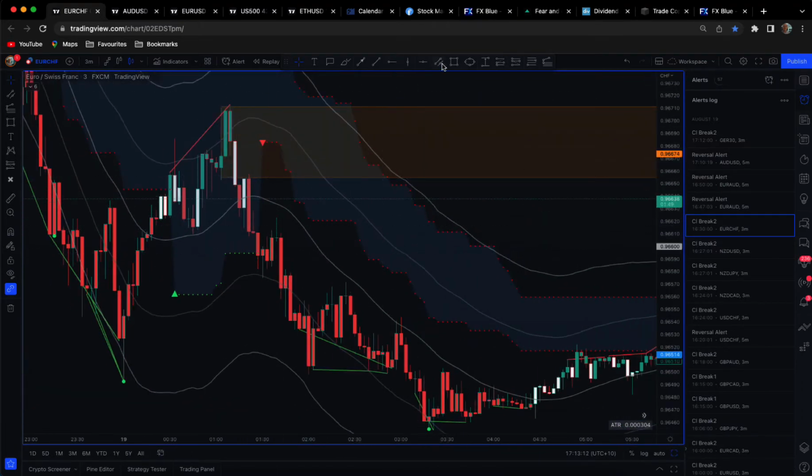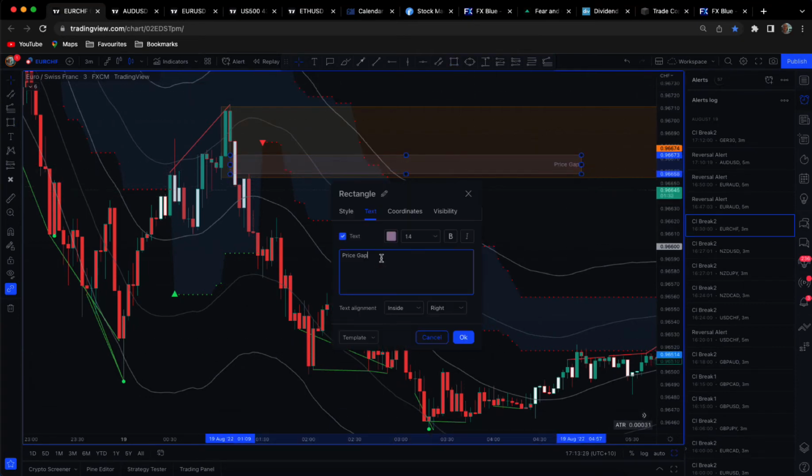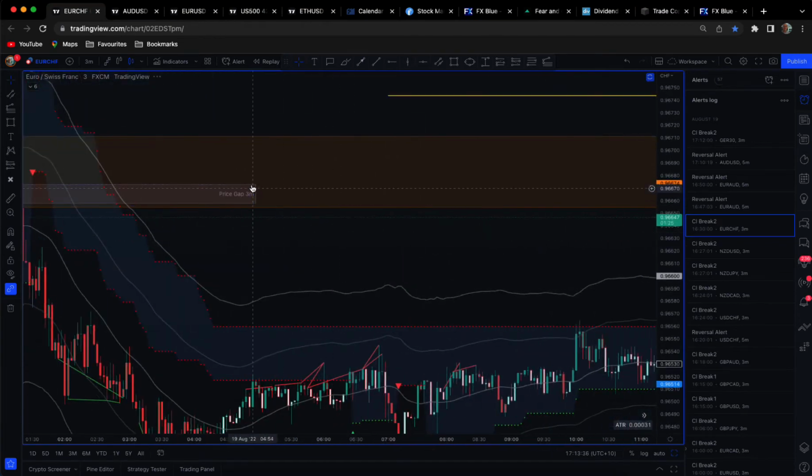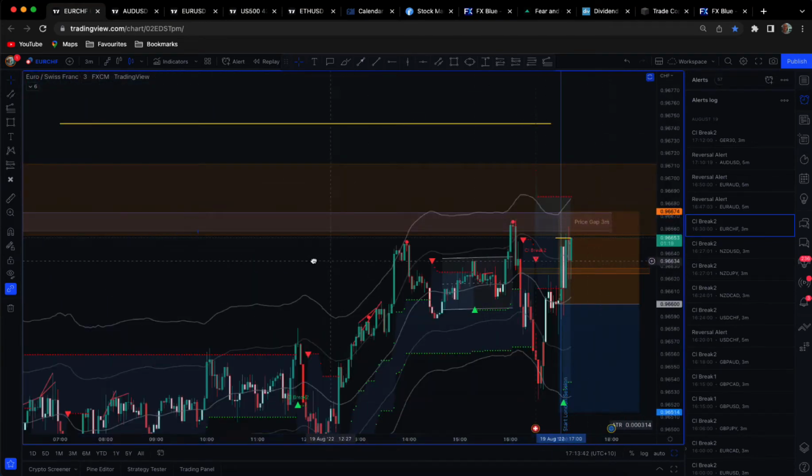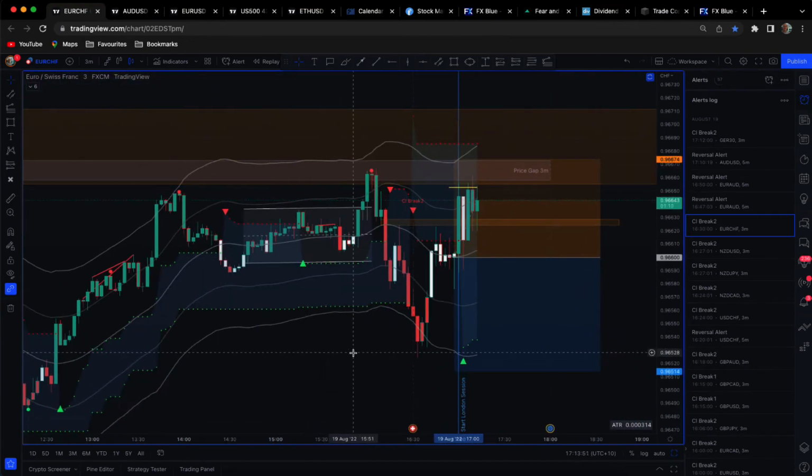Well, we've got this. That's what it's reaching for. See this white candle? We've got the low, the high. That's it. Price gap, 3M. Okay, we'll transfer that across. There it is. So what we're looking for is these areas up here.